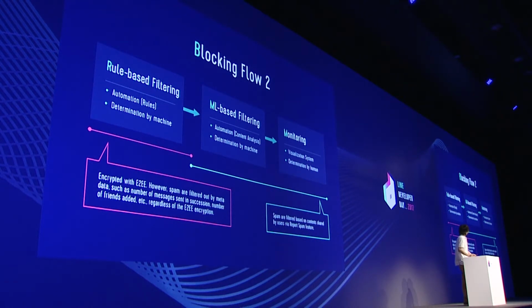So here, we have presented the blocking flow in the different chart. So this red part is the blocking done by metadata without looking at the actual text, actual messages. But the green part is where the message content is actually being analyzed. And also, this is not included in the chart, but the first two blocks are done automatically, and the last block is done manually.